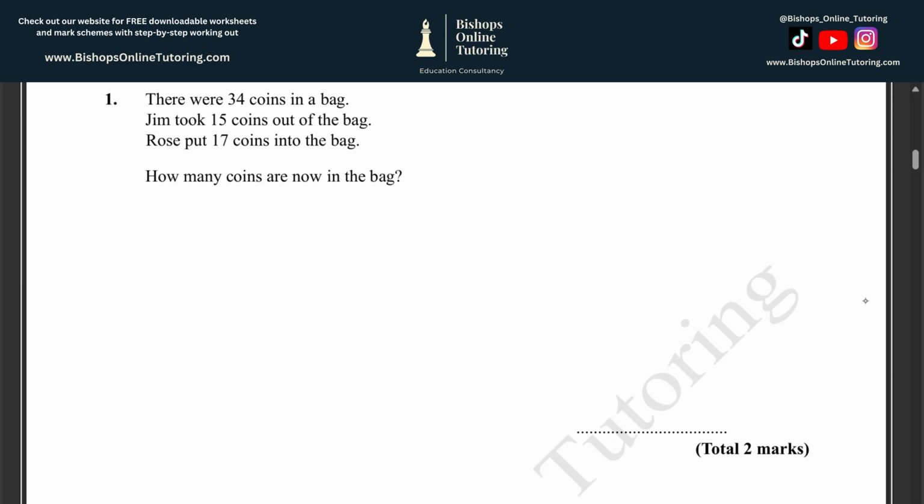Okay, there were 34 coins in a bag. Jim took 15 coins out of the bag. Rose put 17 coins into the bag. How many coins are now in the bag?